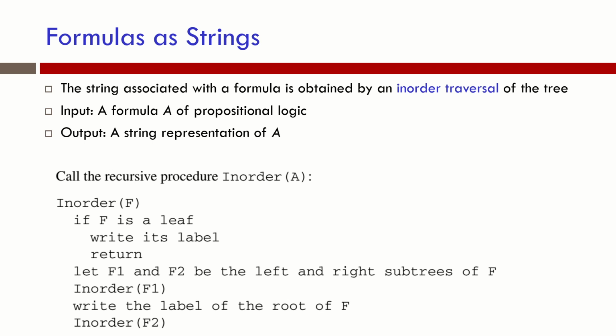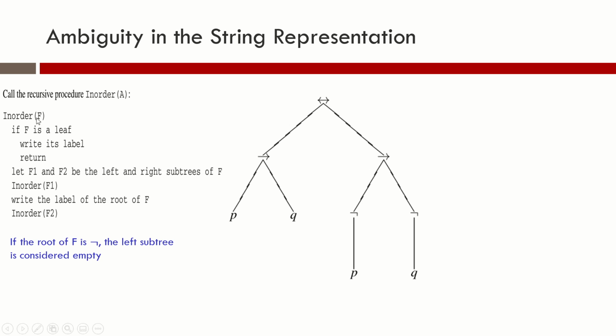Again, if the formula has a negation operator, then we will have only one child, so we will have only one subtree. So if the formula F is a negation operator, then we consider the left subtree as empty. That particular node will have only a right subtree. Okay, so we will see an example. Here, this is our in-order function, and when the root of F is negation, the left subtree is considered to be empty. So this particular statement will be skipped if the root is negation.